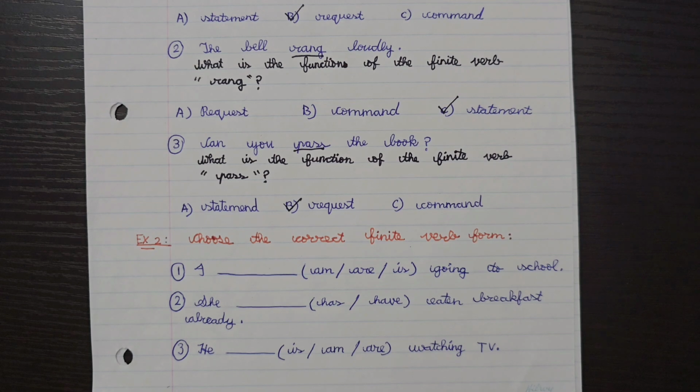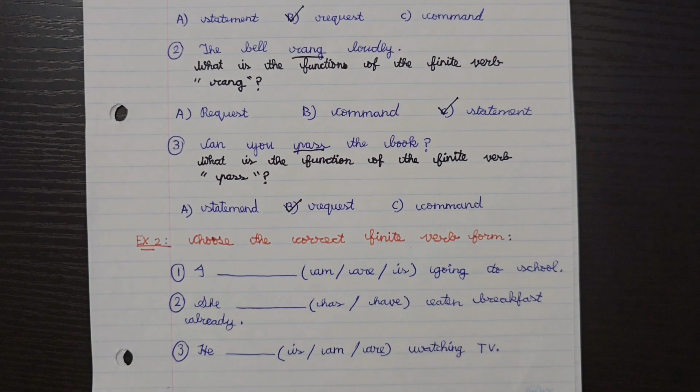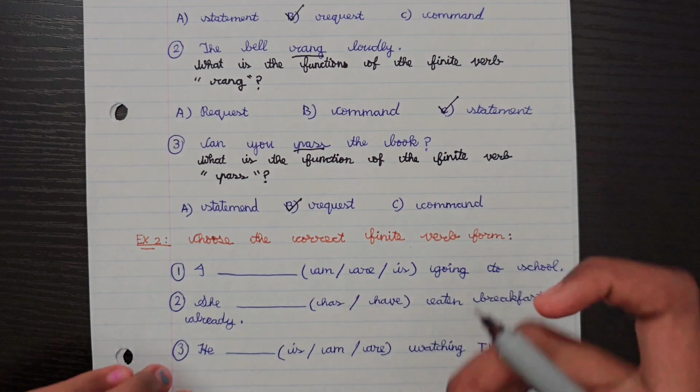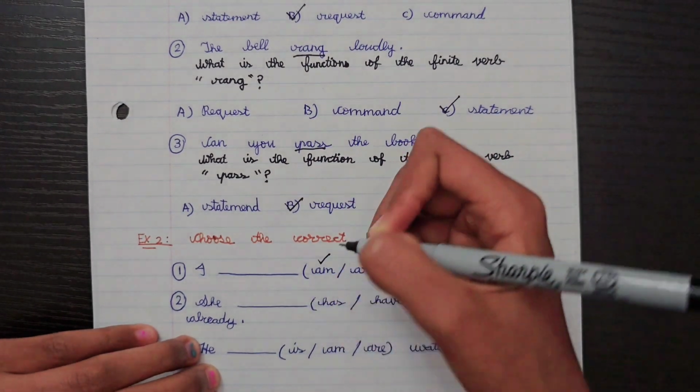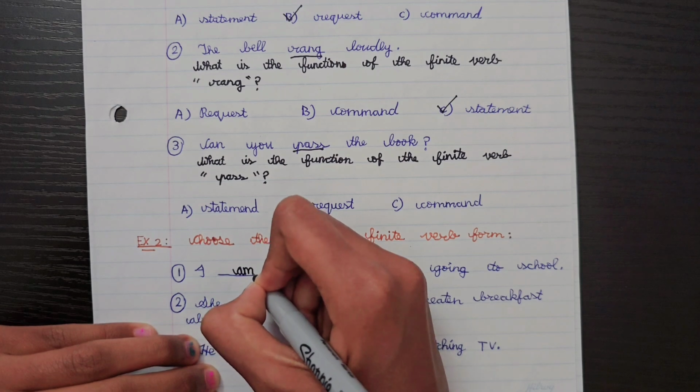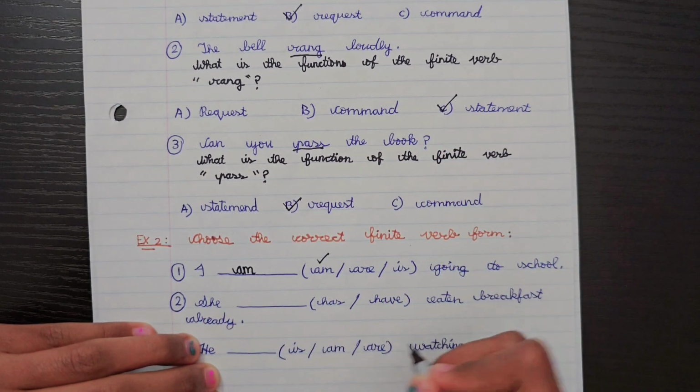Second exercise. Choose the correct finite verb form. I dash am or is going to school. So let's read this sentence using each word. I am going to school. I are going to school. I is going to school. I am makes more sense. So let's take am and write it in the dash. I am going to school.